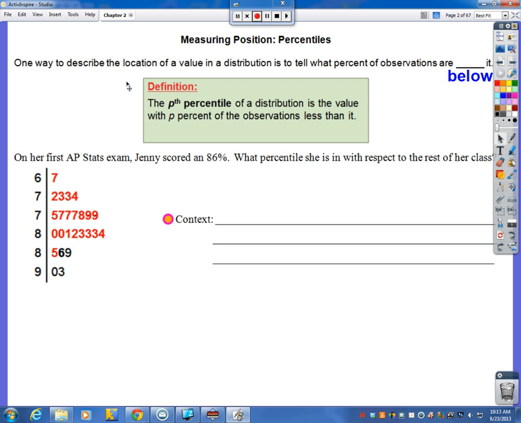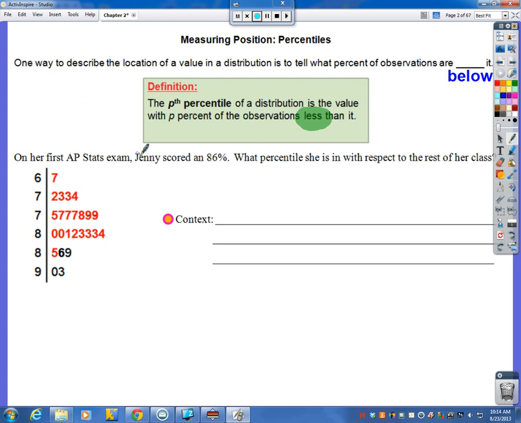So one way to describe the location of a value in a distribution is to tell what percent of observations are below it. Now, I know it's kind of ironic I put the word below the line; that below needs to go in. I just couldn't make it so small. So the pth percentile, where p can be any number between 0 and 100, of a distribution is the value with p% of the observations less than it. That is the key word out of all of this, less than it.